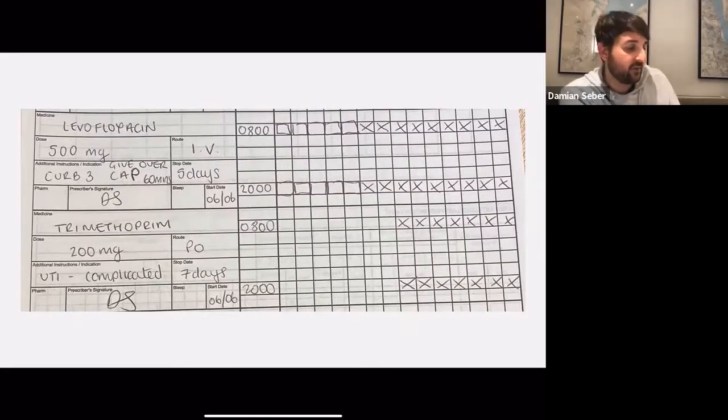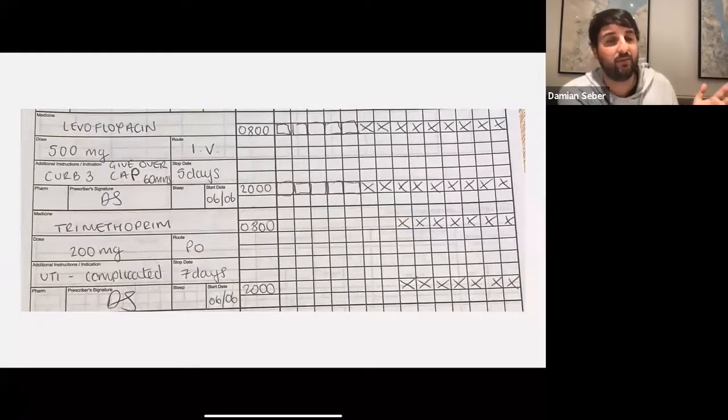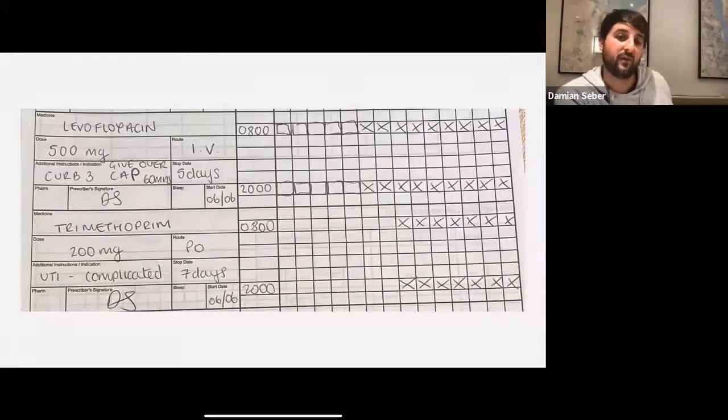So for BD, you need to have a good 12-hour cover there and after. You wouldn't put 8 a.m. and 4 p.m., for example, because that wouldn't give them enough cover going through the night with the antibiotic. So you want to spread them out evenly if you can, and obviously do your boxes and cross out.